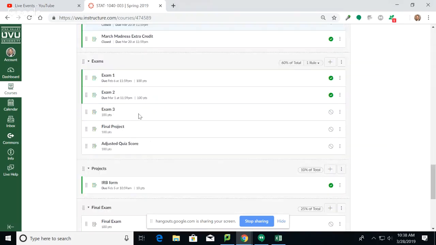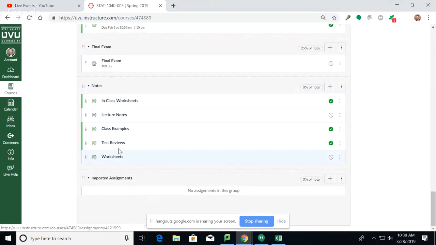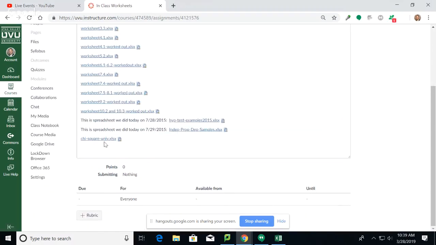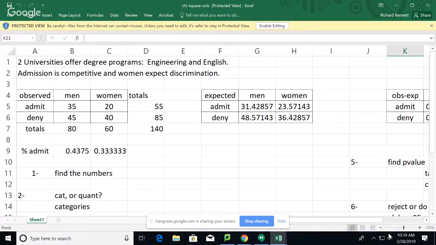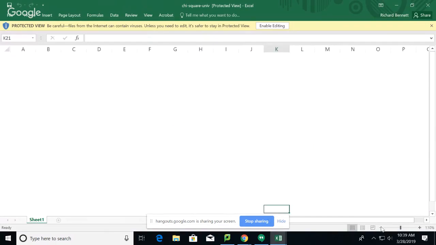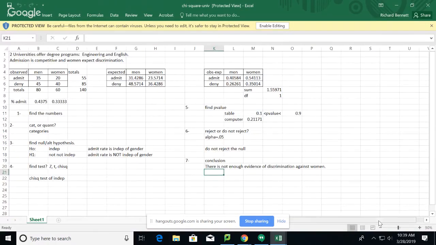No, I think I put it under worksheets. That's right. So if you go into in-class worksheets here, you go to the bottom, and I've got the chi-square university here. So this is the same thing we worked on last time. Okay? Now, just as a review, let's just review what we did last time. Go ahead and enable editing.